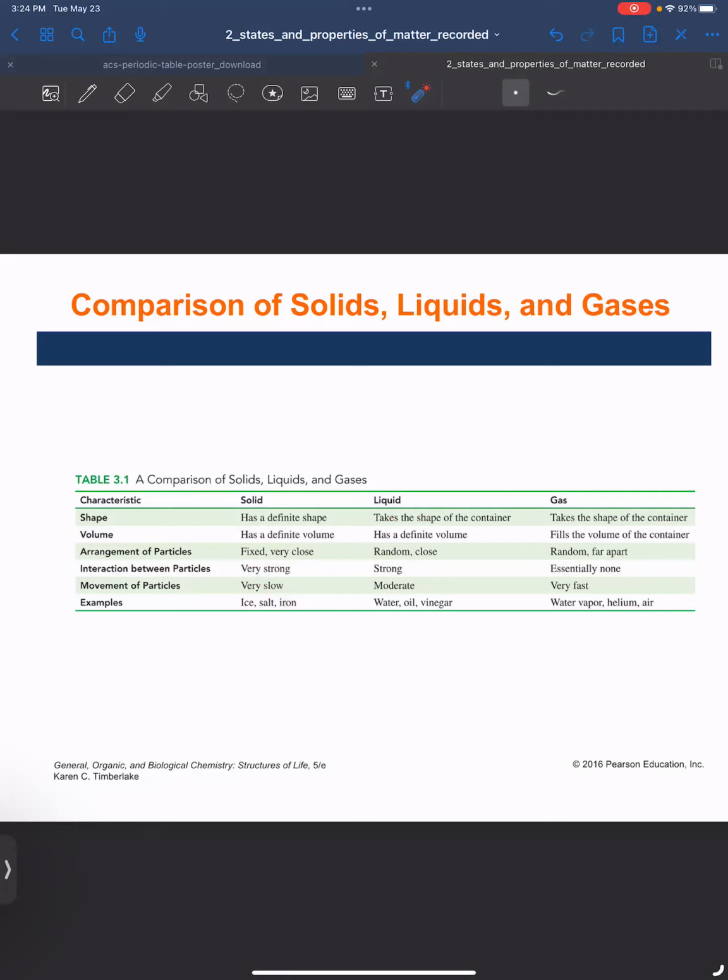Liquids take the shape of their container, but still have a definite volume. The arrangement of the particles is random, but they're still close together. They have a strong attraction between particles. It's moderate movement, and some examples are water, oil, and vinegar. Gases take the shape of the container and also fill the volume of the container. The particles are random and very far apart. We will assume that there's essentially no interaction between the particles, so no attraction. And they move very fast, and some examples are water vapor, helium, and air.